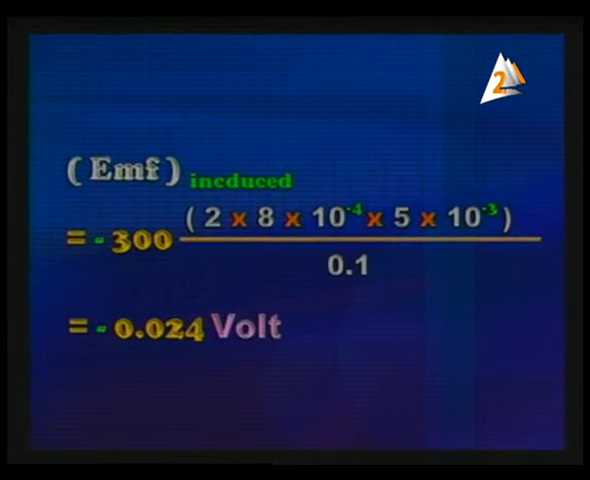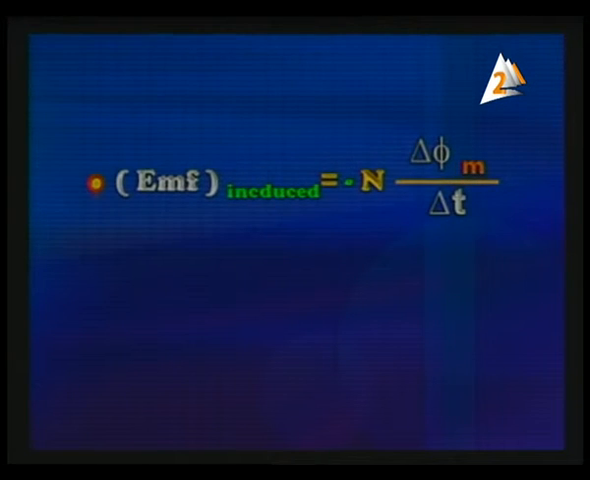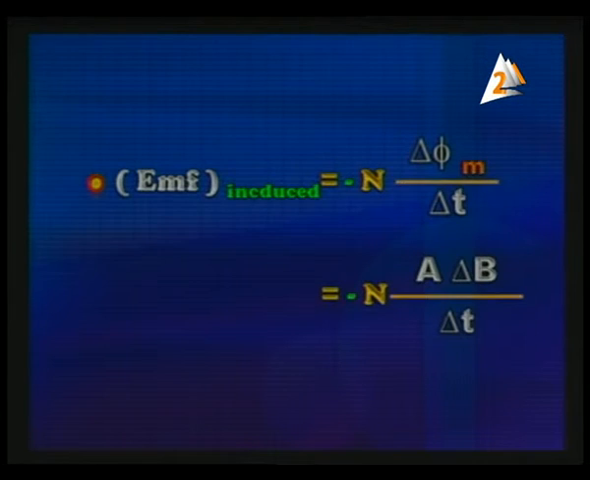Okay, and what about when the magnetic flux density through the coil is increased from 5 to 9 times 10 to the power of negative 3? Once again, same formula. So EMF equals N delta phi magnetic over delta T, delta phi magnetic equals A delta B over delta T.